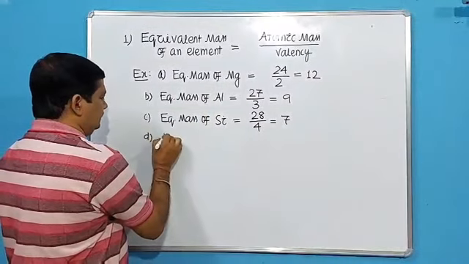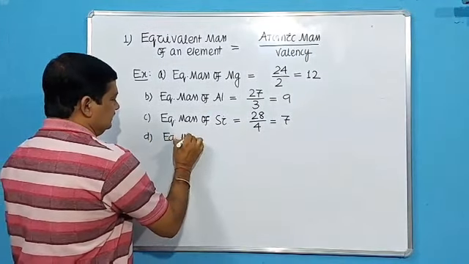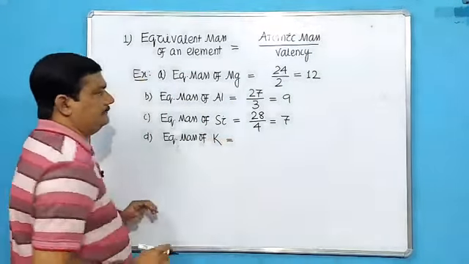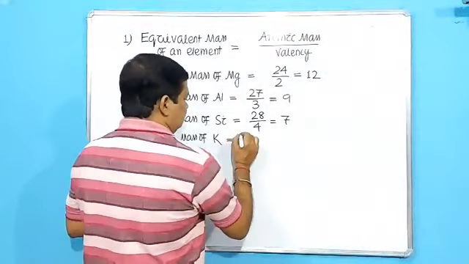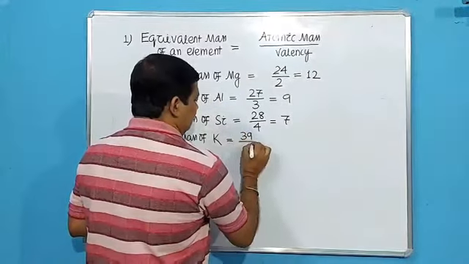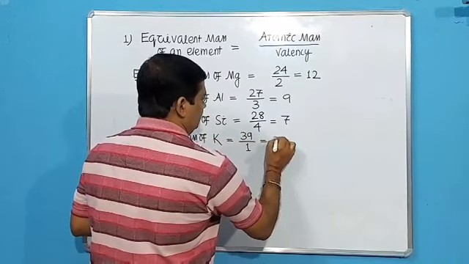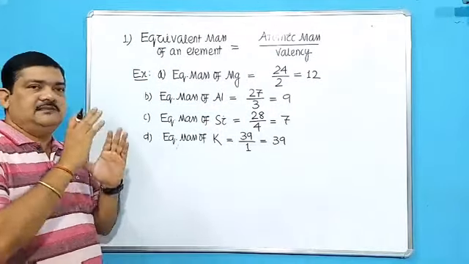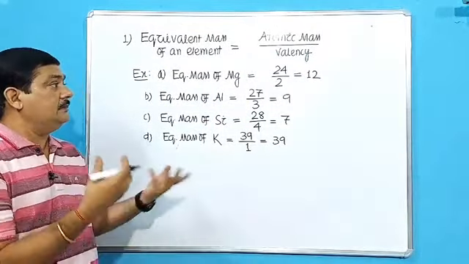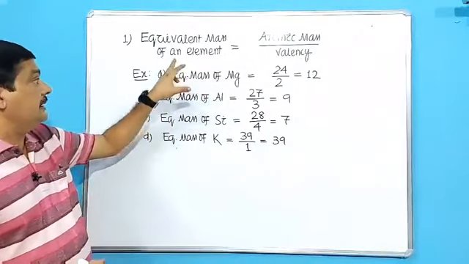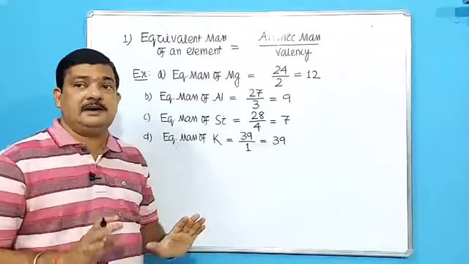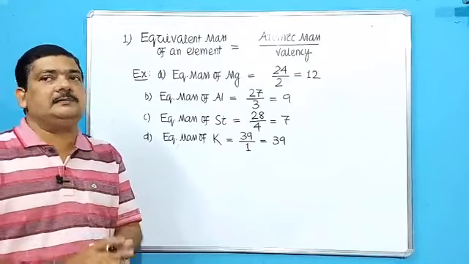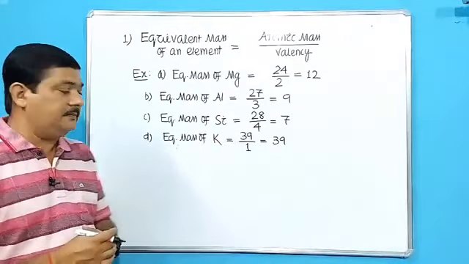Then the equivalent mass of potassium, K. Equivalent mass of potassium will be atomic mass of potassium 39 divided by valency of potassium, that is 1. So it will be 39. So you can use the formula directly to calculate the equivalent mass of various elements. Equivalent mass of an element is atomic mass divided by valency. You must remember atomic mass and valency so that you can directly calculate the equivalent mass.